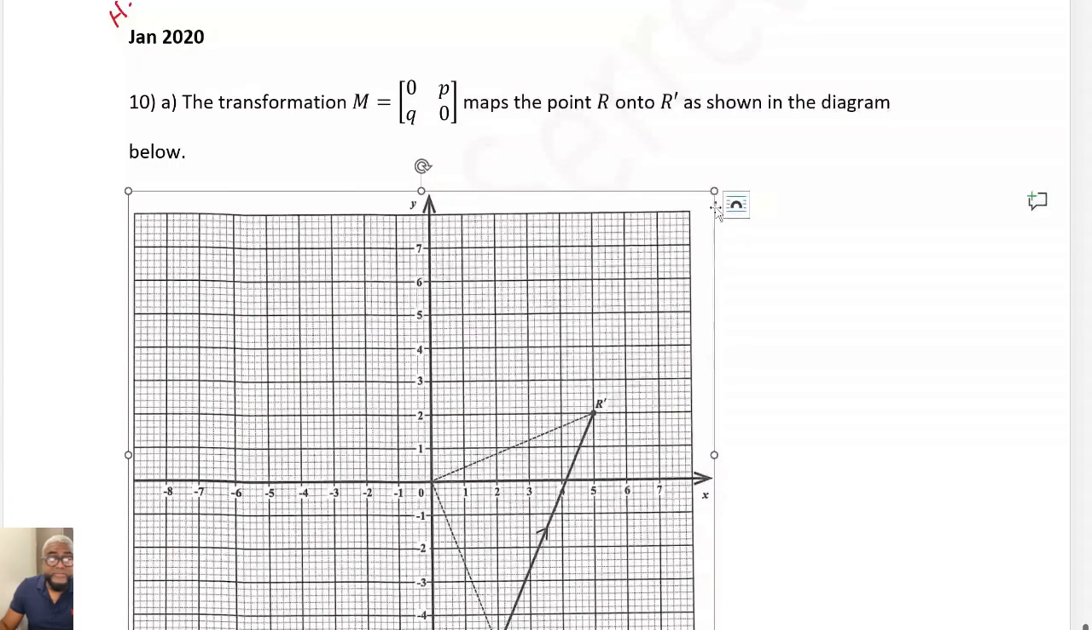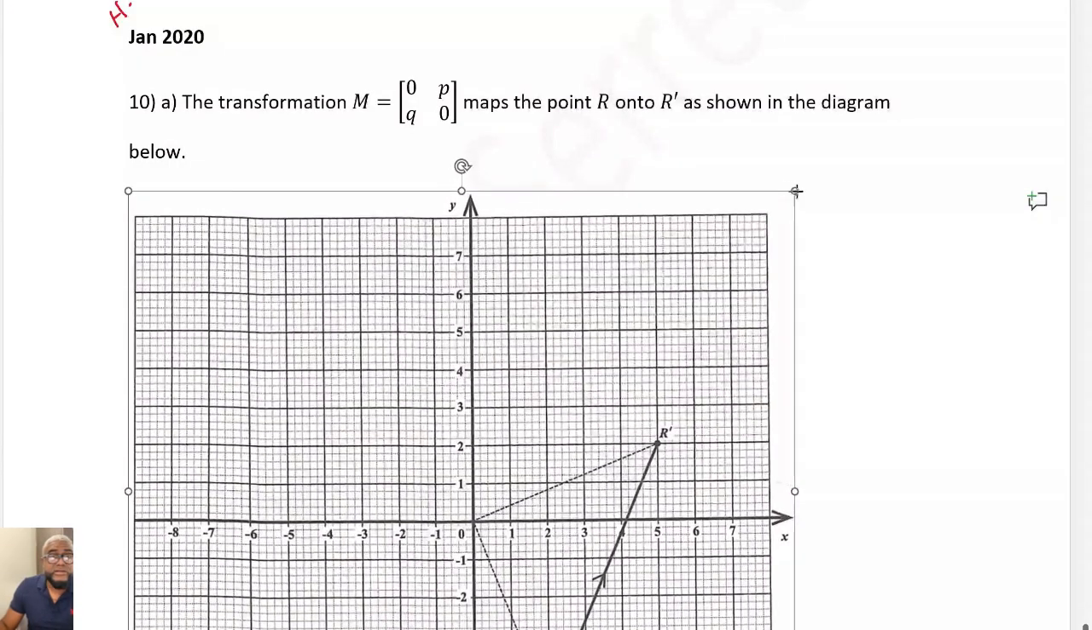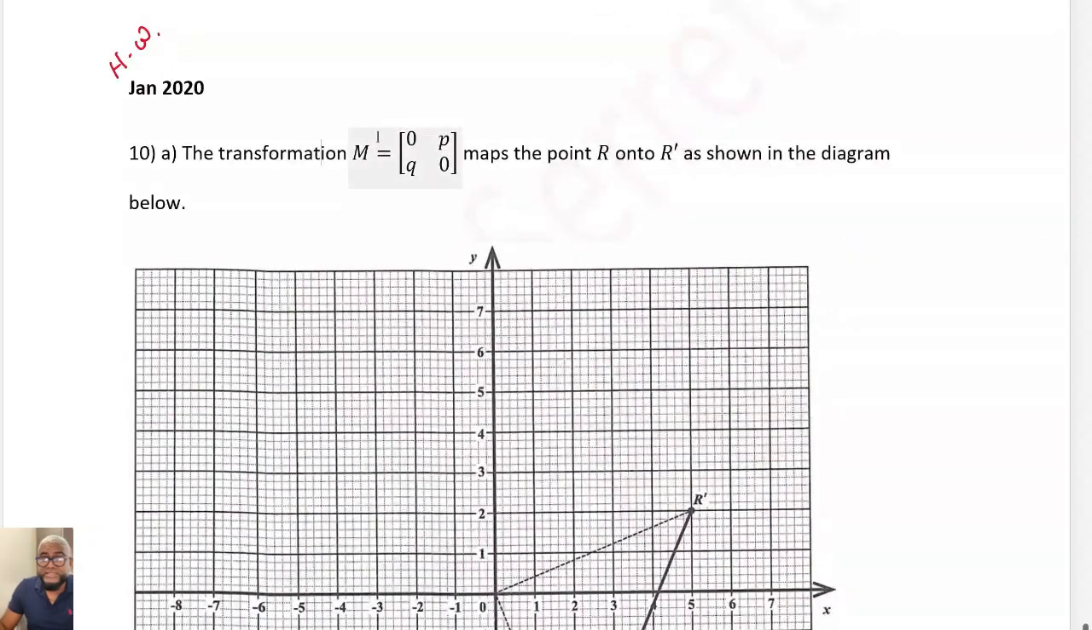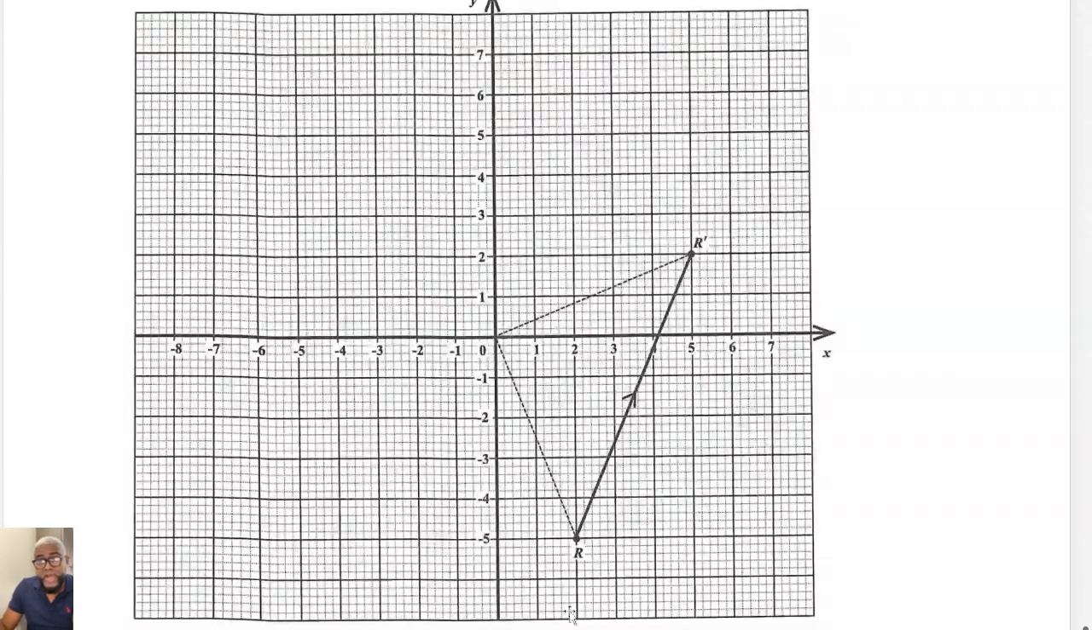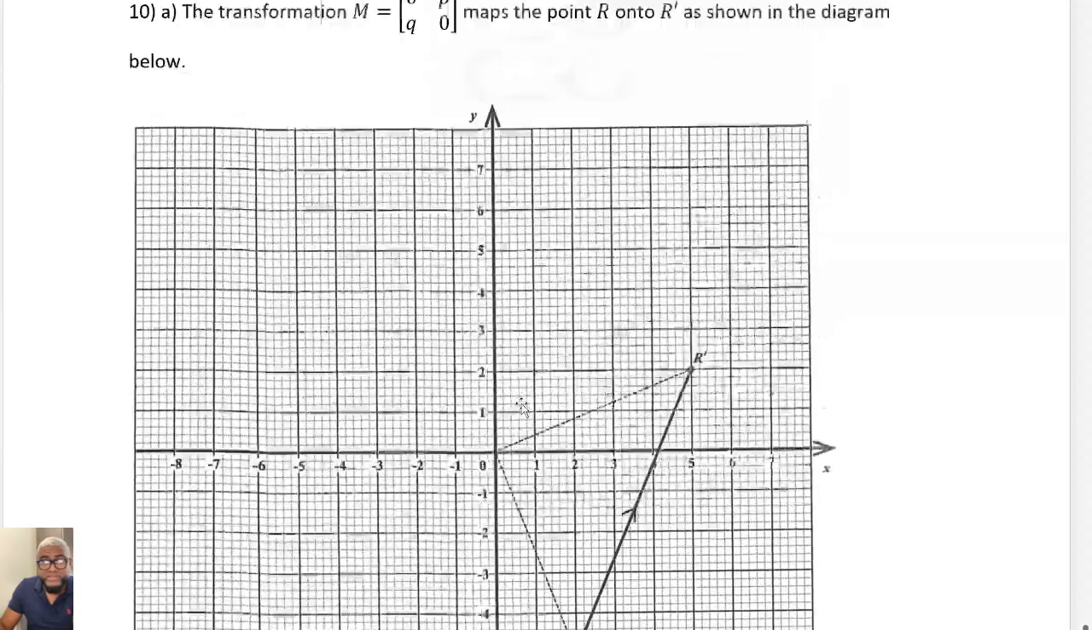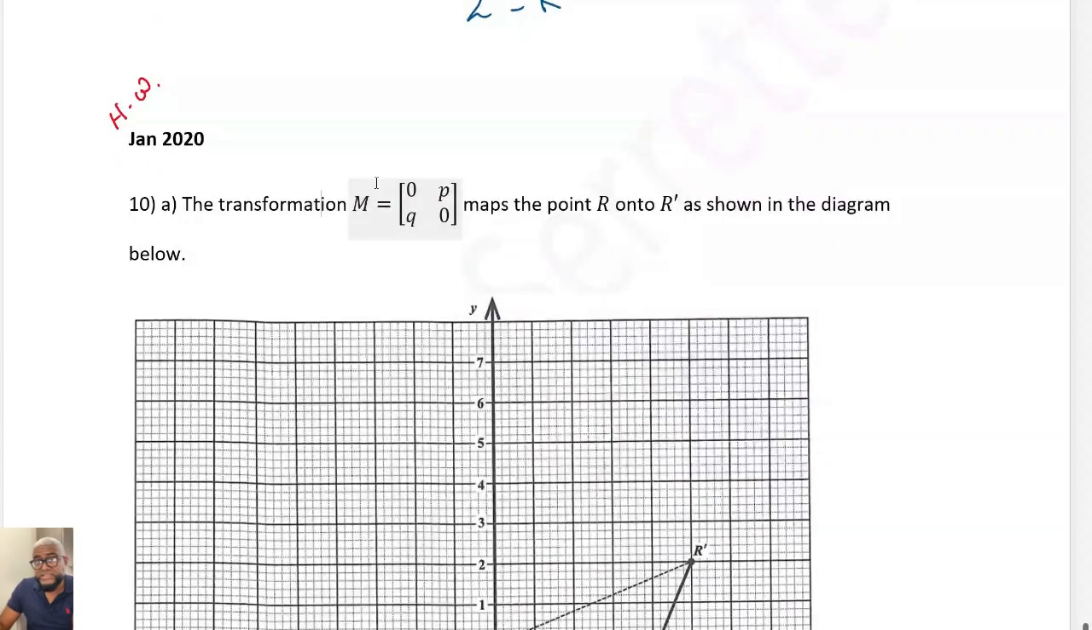You will need graph paper from today because if you're going to do past paper questions, we'll be doing graphs also. So the transformation M, which is the matrix 0 p, q 0, maps the point R onto R prime as shown in the diagram below. So R moves from here to here. What do they ask us now? Determine the values of P and Q. This is the transformation matrix.